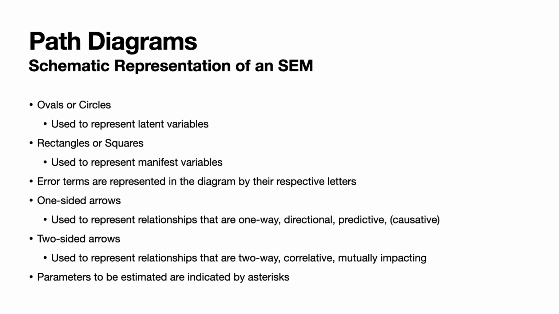One-sided arrows are used to represent relationships that are one-way, directional, predictive, or as they often call it in the SEM literature, causative. Two-sided arrows are used to represent relationships that are two-way, correlative, or mutually impacting types of relationships. And then finally, when we construct a path diagram, we need to identify where the parameters are that need to be estimated in the model, and we do that in the diagram using asterisks.